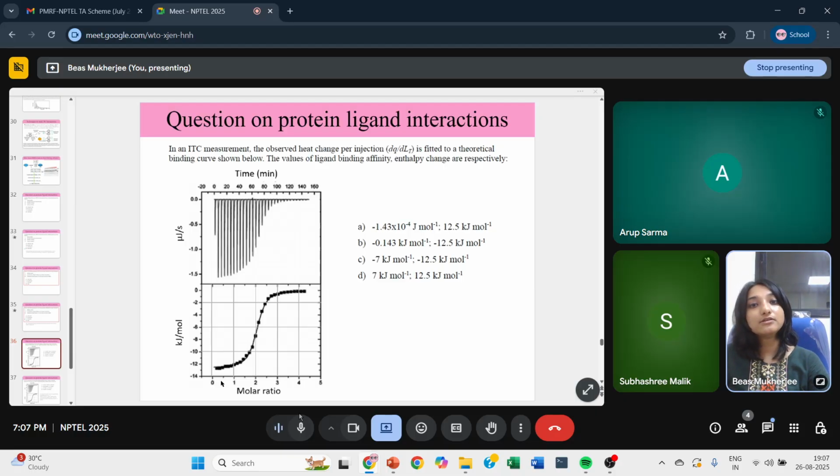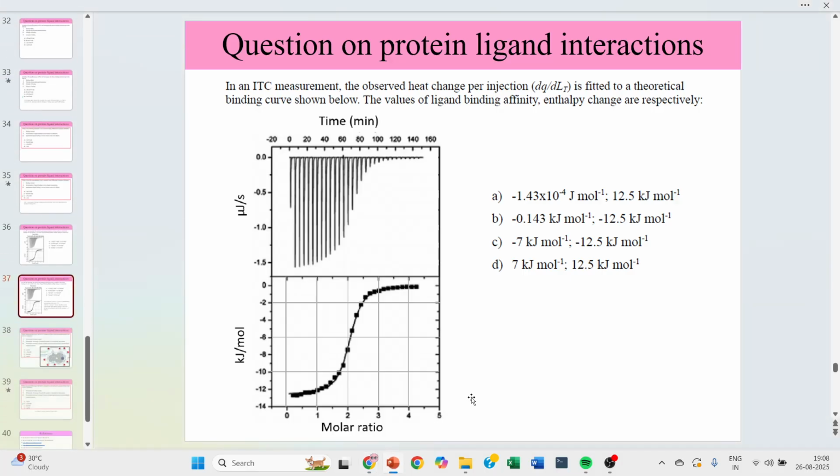You're going to look at the different units. Based on the units, you're going to find out. Okay, so the first one is time, and this is microjoules per second. The next one you see is kilojoules per mole, that is heat, the unit for heat, and then there is molar ratio. So binding affinity and enthalpy change can be calculated. So we can look at the answer.